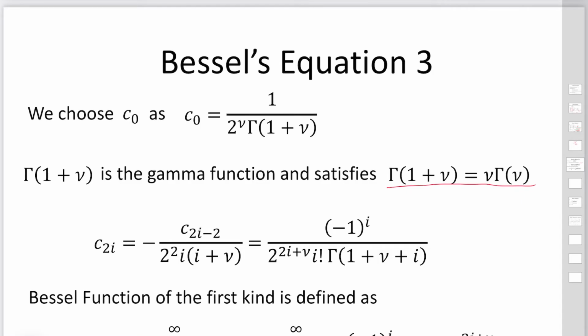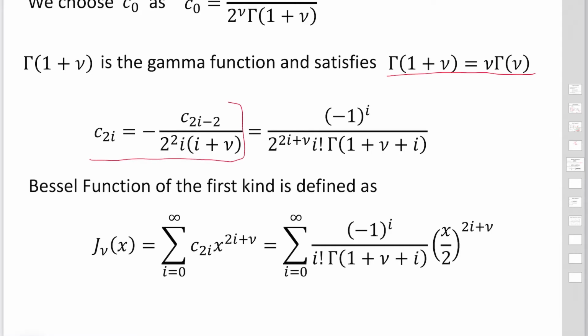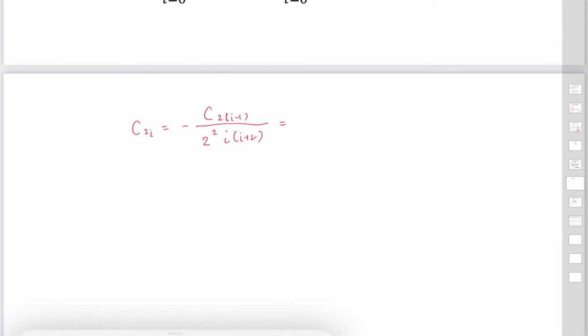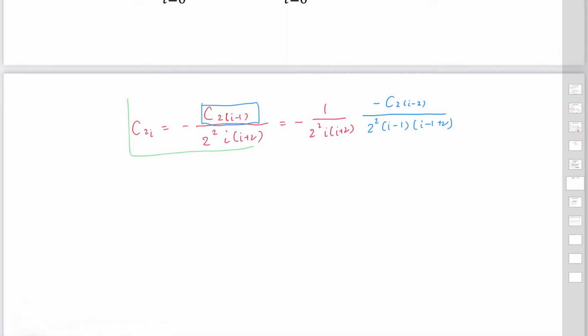We use this expression. I have already shown C sub 2i is equal to minus C sub 2i minus 2 over 2 squared i times i plus nu. So we use this relation to express these terms. So it becomes minus 1 over 2 squared i times i plus nu. So this term becomes minus C sub 2i minus 2 over 2 squared times i minus 1 times i minus 1 plus nu.